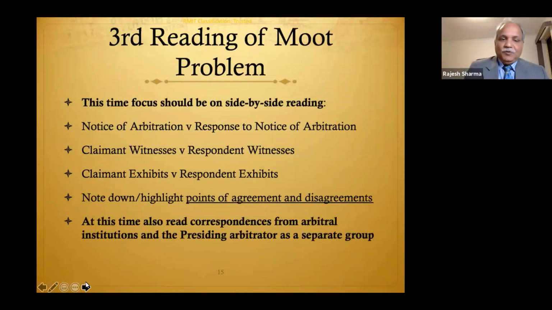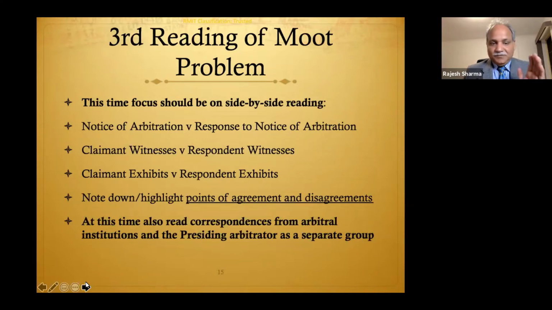Now, when you are dealing with this, in the third reading, meaning now you have to read the moot problem for the third time. You have already prepared your chronology. Now you have to read it for the third time. In the third reading, we suggest that you do side-by-side reading. What is this side-by-side reading?